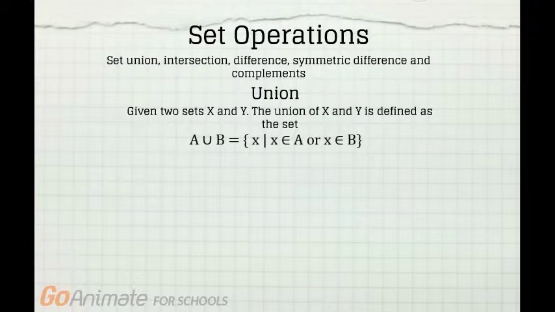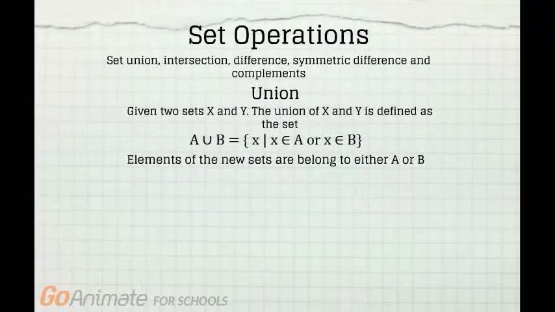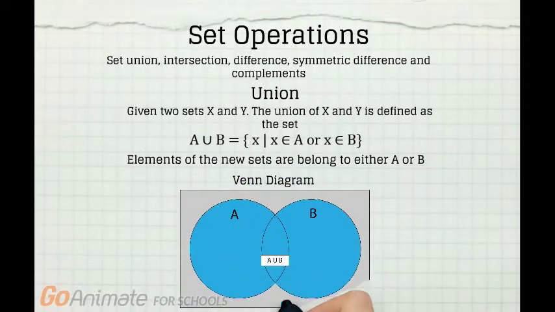is equal to the set of X such that X is an element of set A, or X is an element of set B. Or means X belongs to either set A, or set B, or both sets. Union of sets can be illustrated by this Venn diagram.